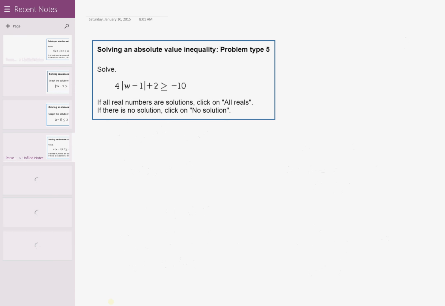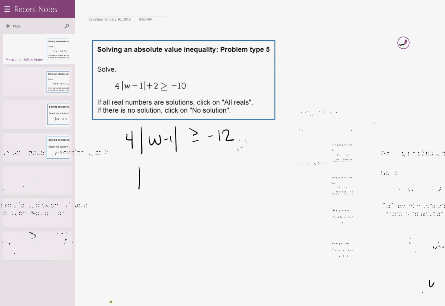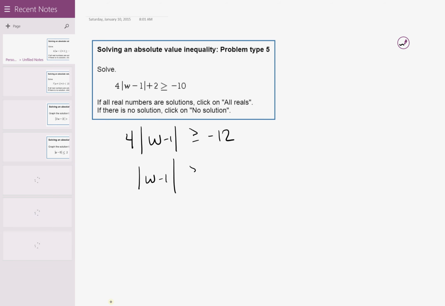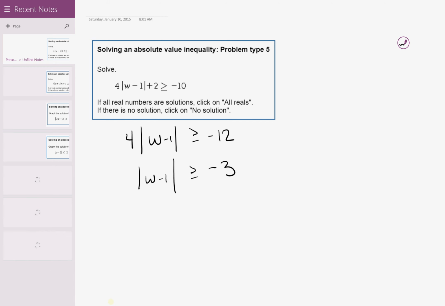And then we have this problem. I'm going to subtract 2 from both sides. 4 times the absolute value of w minus 1 is greater than or equal to negative 12. Divide both sides by 4. Absolute value of w minus 1 is greater than or equal to negative 3. And we know that absolute value is always non-negative. So this is true all the time. It is always true. And so my solution set is all real numbers.